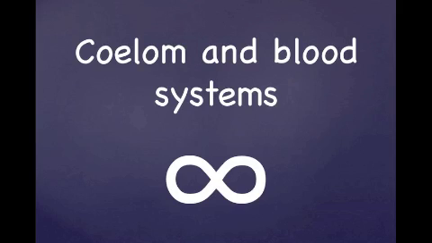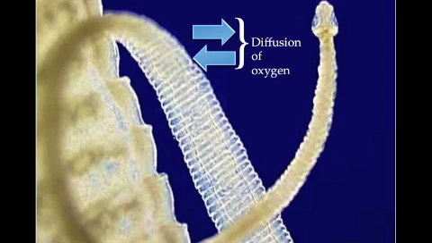Coelom and blood systems. Flatworms are generally considered acoelomates, which means that they lack a coelom or body cavity. Thus, they lack a respiratory and circulatory or blood system. As with nutrients, oxygen enters the organism from its host surroundings via diffusion.